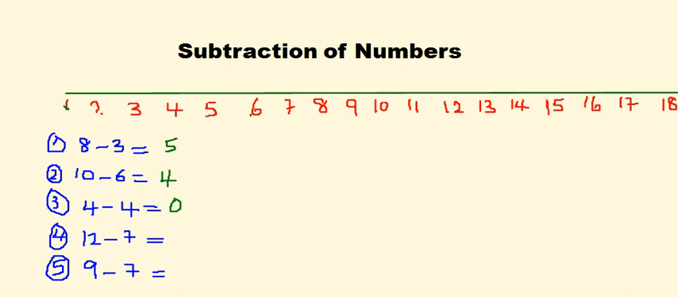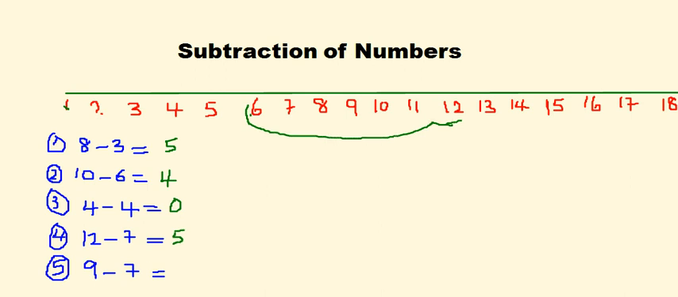12 minus 7. This is 12. You count 7 backward: 1, 2, 3, 4, 5, 6, 7. If this one is removed, it remains 5. So 5 is the answer.